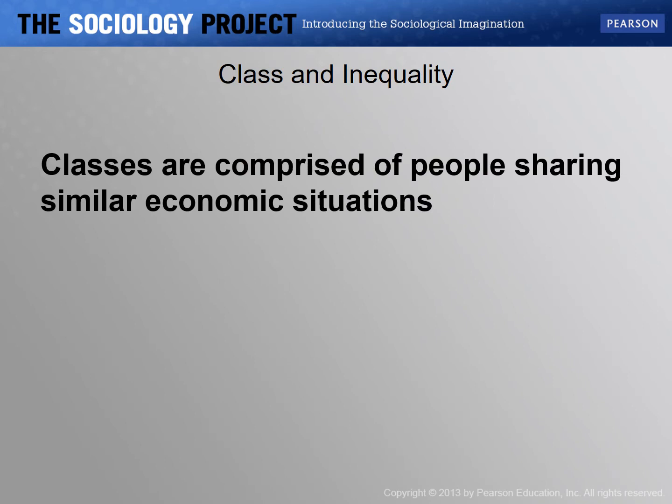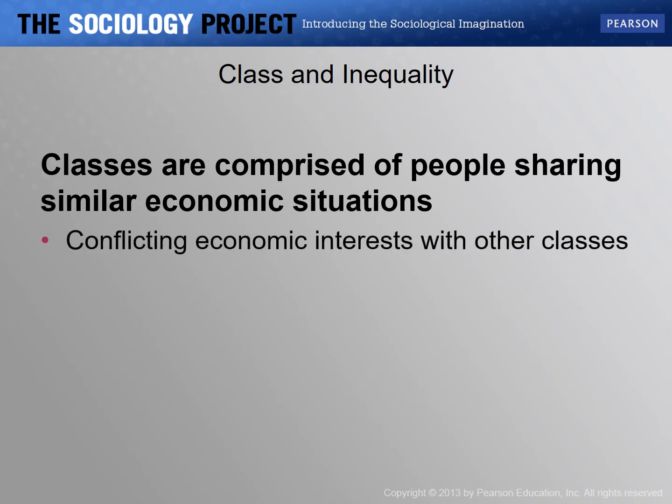So classes are comprised of people sharing similar economic situations, and it's measured by this thing called socioeconomic status. Sometimes they come in conflict with the economic interests of other classes. So the middle class that's talked about a lot has conflict with people in the upper class.